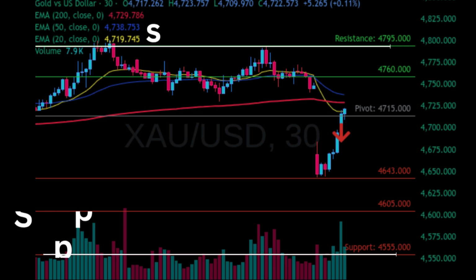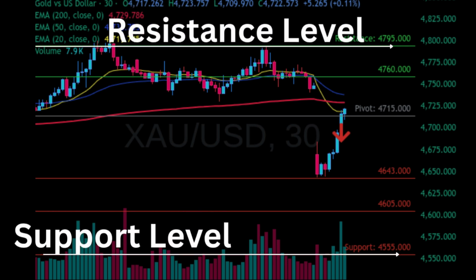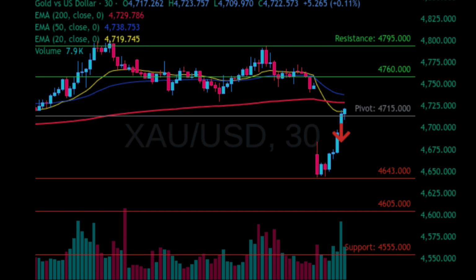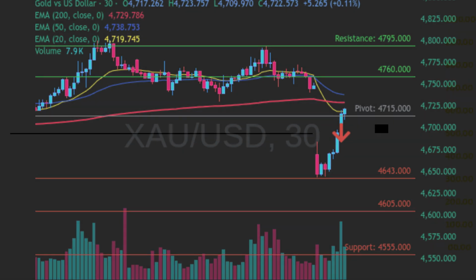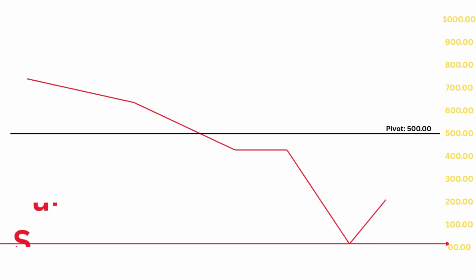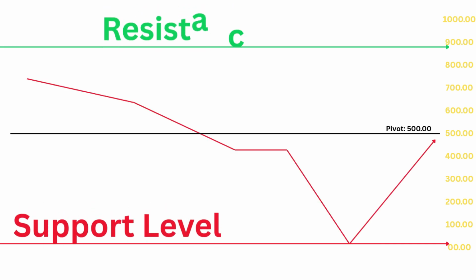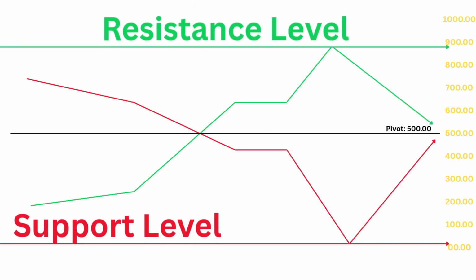Most traders draw support and resistance completely wrong. And that's exactly why they lose money on gold. In this video, I'll show you how to draw it the right way, so you can actually use it for real entries. Support is where price tends to bounce up.